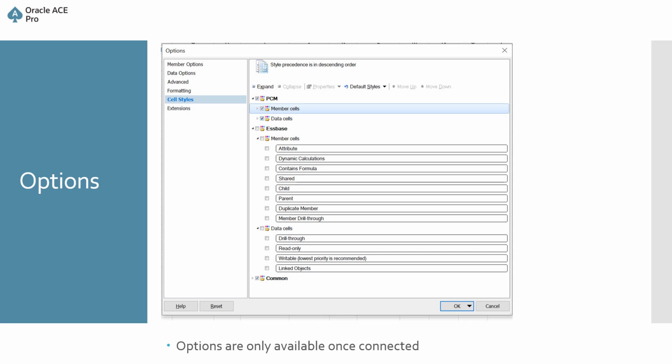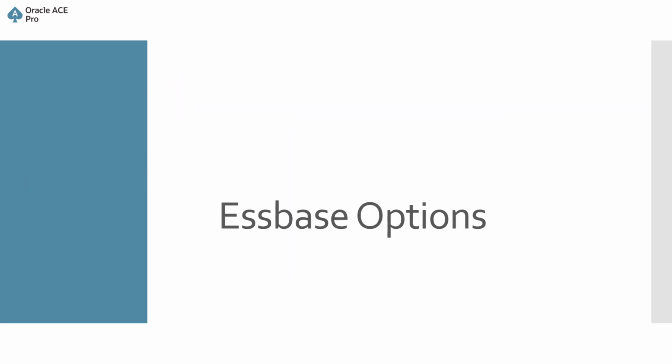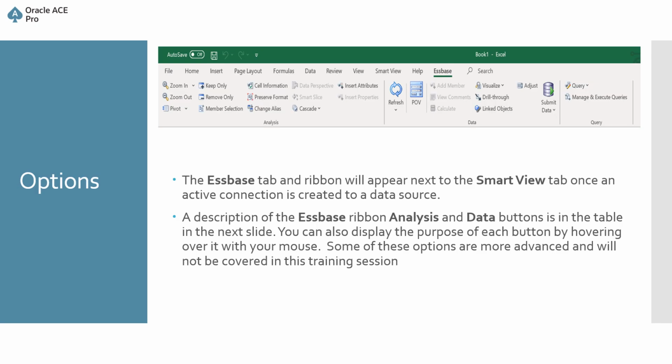Thanks, Lee. All right, let's talk a little about the Essbase options. These options are only available once you have connected to a database. As you go through, you'll notice I have an Essbase ribbon up top there. It is next to Help, which is next to SmartView. If you are launching Excel and you only see the SmartView ribbon, it's because you are not yet connected to an environment.